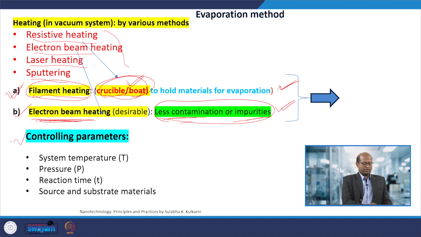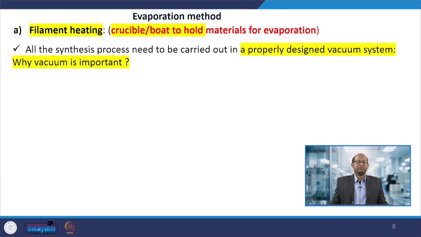And I said also that controlling parameters are very important. So these are the controlling parameters to get the desired substrate or target or product materials in the form of nanofilms or nanoparticles. Okay. So in filament heating, we have to use some crucibles or boats that would hold the material that we want to evaporate out at that particular high temperature.